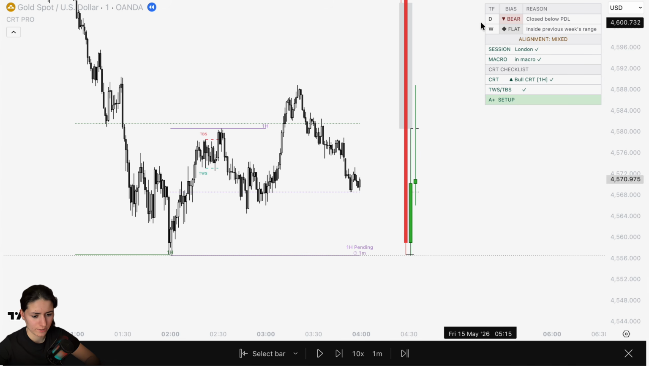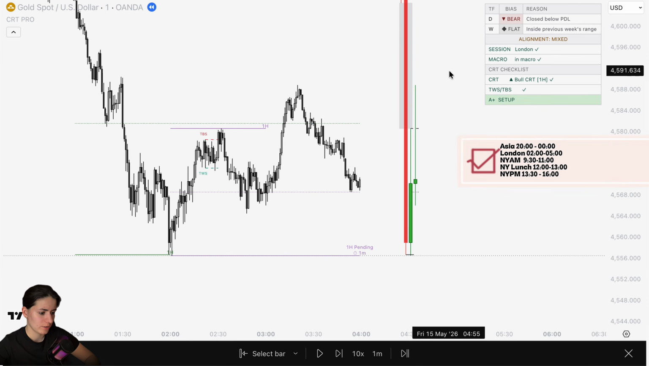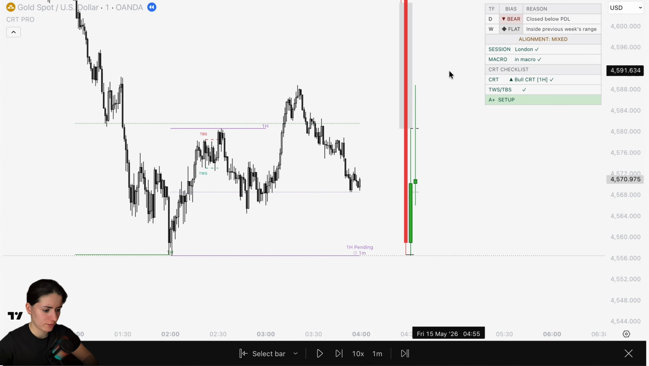First, I redesigned the table itself to make it much more informative and easier to read. But more importantly, I added a few powerful sections that speed up your analysis. First, you will see a window that displays the current session. The table tracks all major sessions: Asia, London, New York AM, lunch, and PM. So at any moment, you know exactly which session you are in, because many beginners are confused about the time and the current trading session.